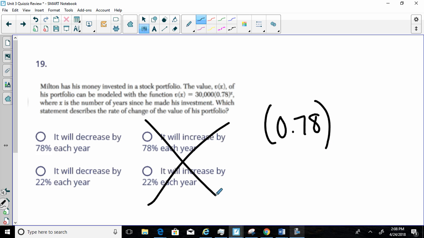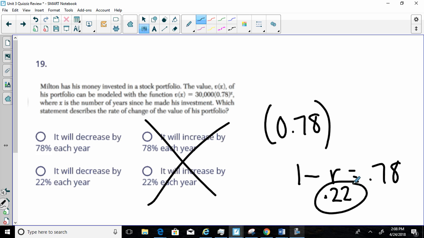Then be careful. We need to figure out, and this is important, how far 0.78 is from 1. 1 minus what equals 0.78? 0.22, which ends up being 22%. That's important because when we're increasing, we could just take away that 1. But when we're decreasing, I always think, how far away is 78 cents from $1? How much more cents do I need to get to $1? 22 cents. So that's decreasing. It describes basically what's going on.